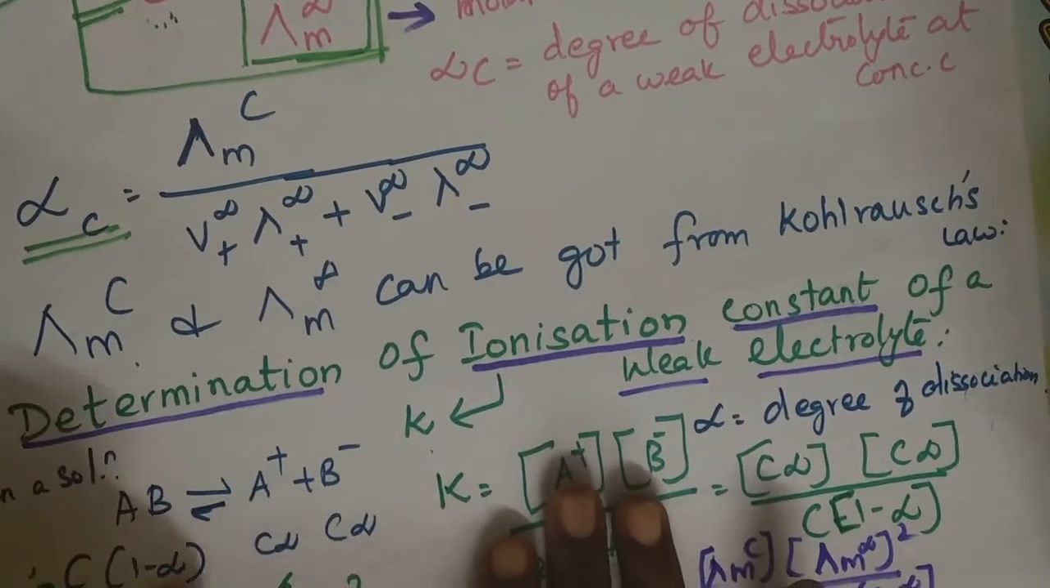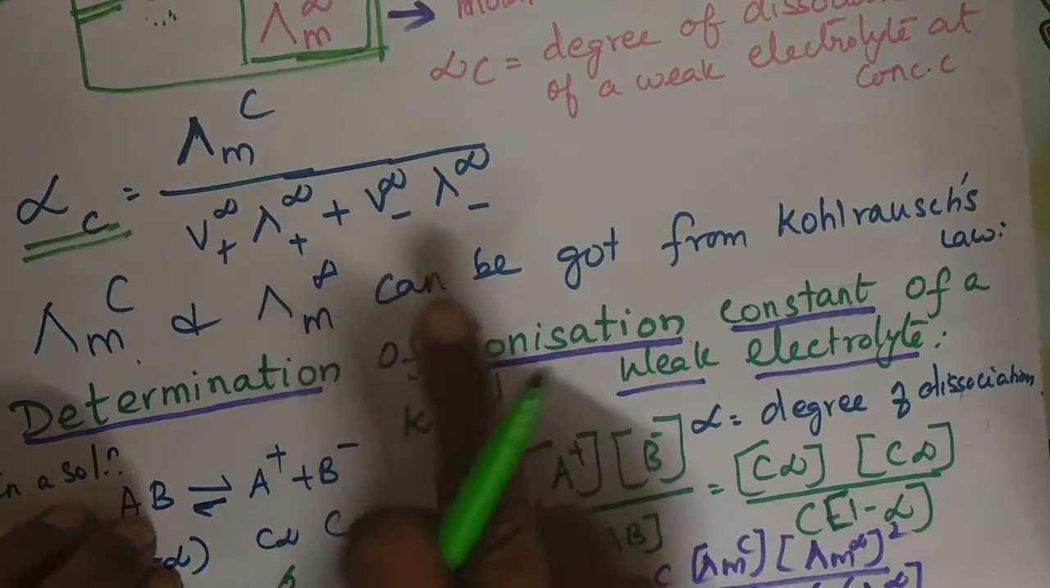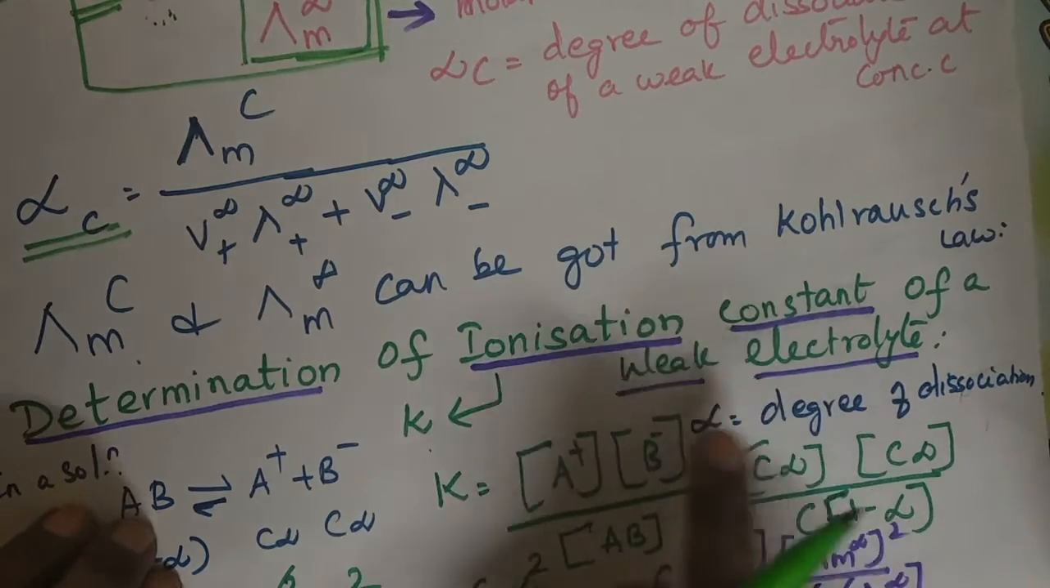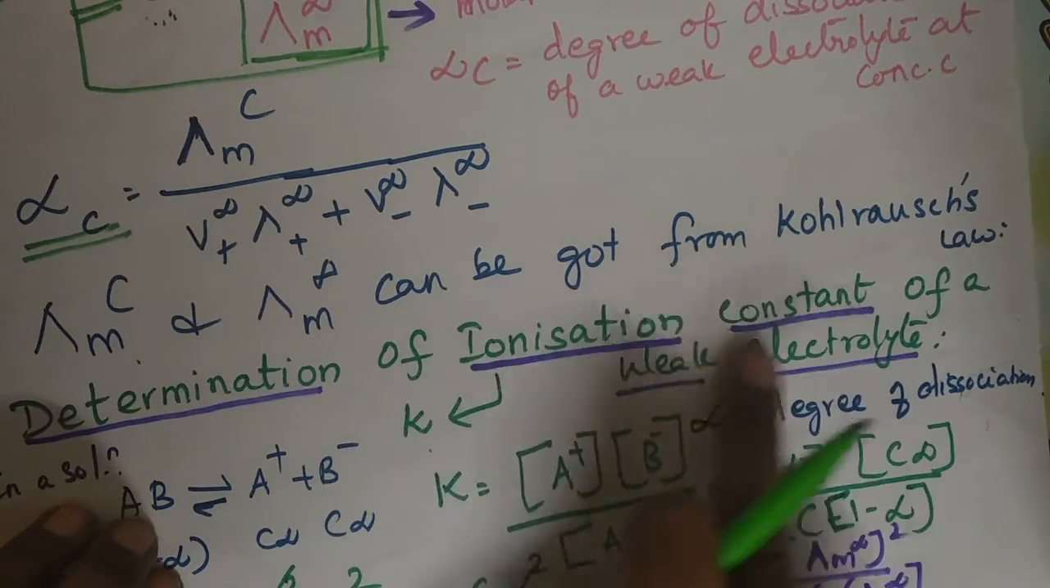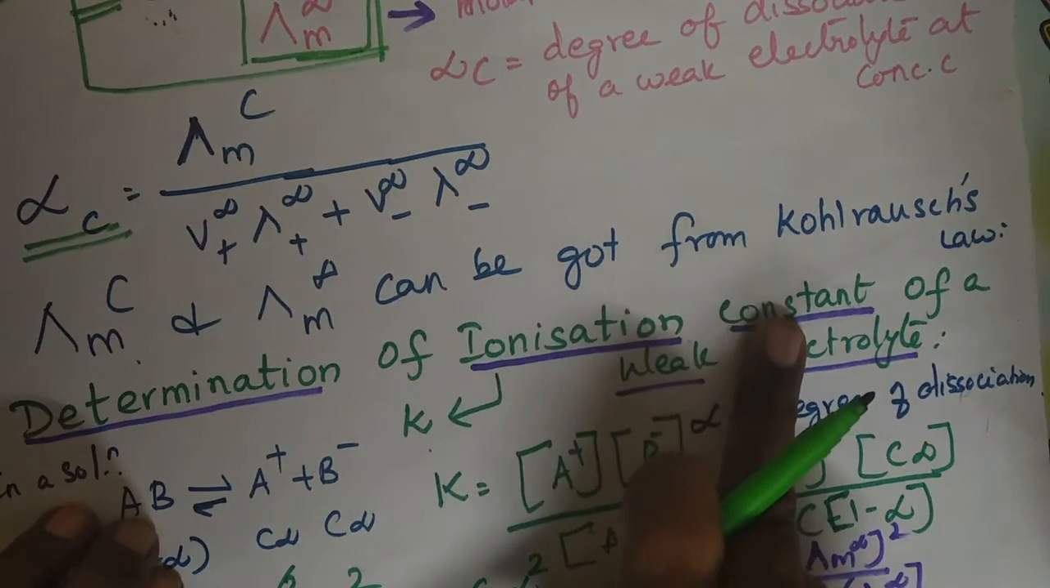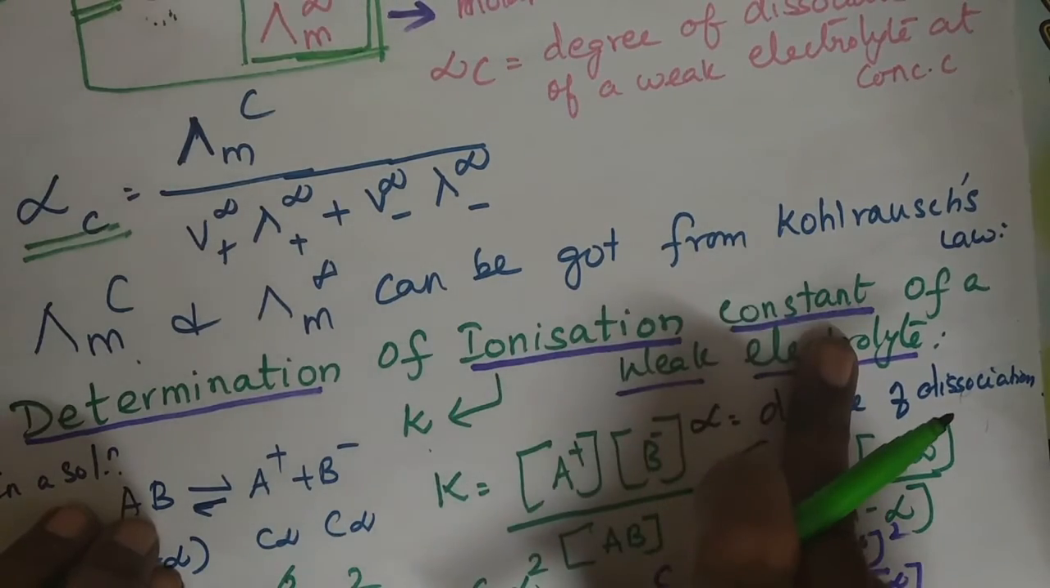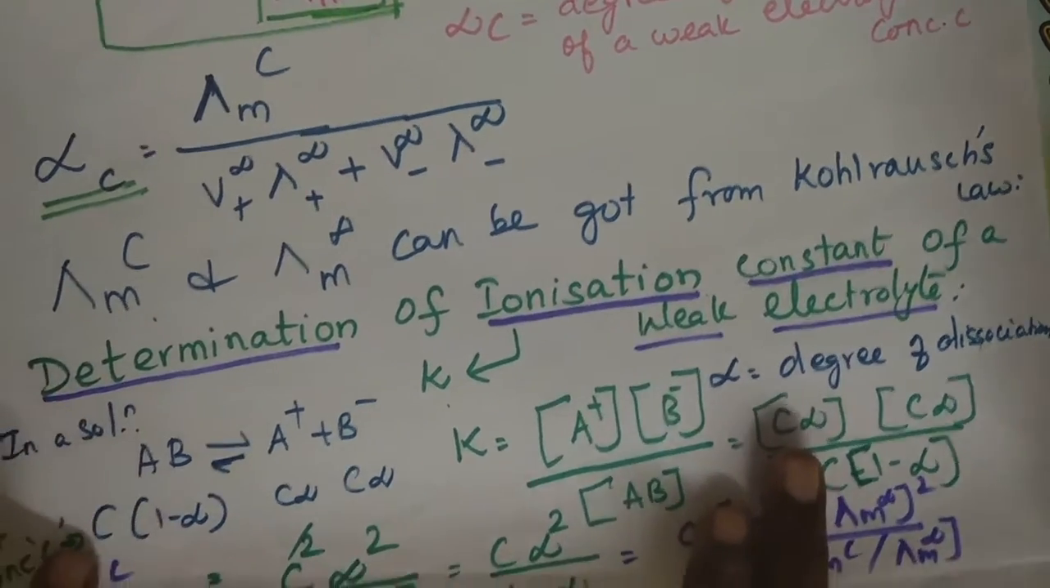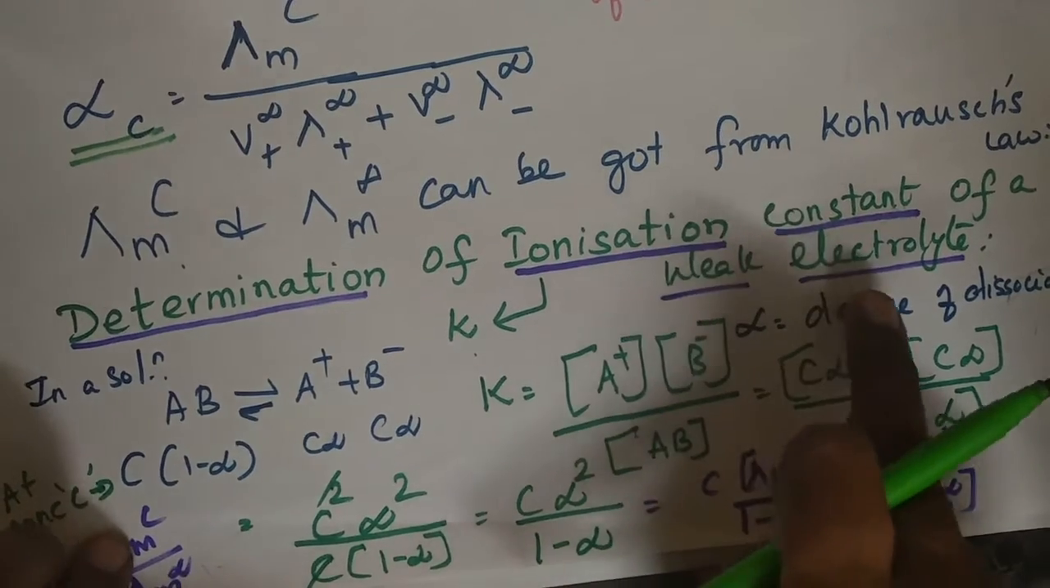Last, we are going with the determination of the ionization constant of a weak electrolyte. It is nothing but, at equilibrium, it is a constant. It is nothing but the degree of dissociation constant only. Depending upon the equilibrium, that is called the ionization constant. Now I am going with the degree of dissociation of a weak electrolyte.